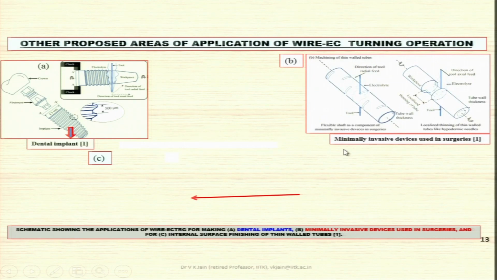Then you have another one, minimally invasive devices used in surgery. They can be machined. You can see the wire is there, electrolyte is being supplied, and you are creating different kinds of features over here. The diameter has been turned and reduced over here, and you can make such a product. This is the workpiece, this is the wire, electrolyte is being supplied, and you are forming this size over here.